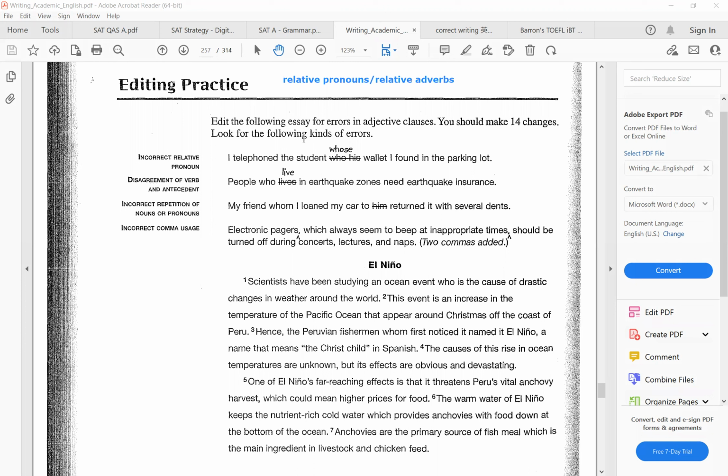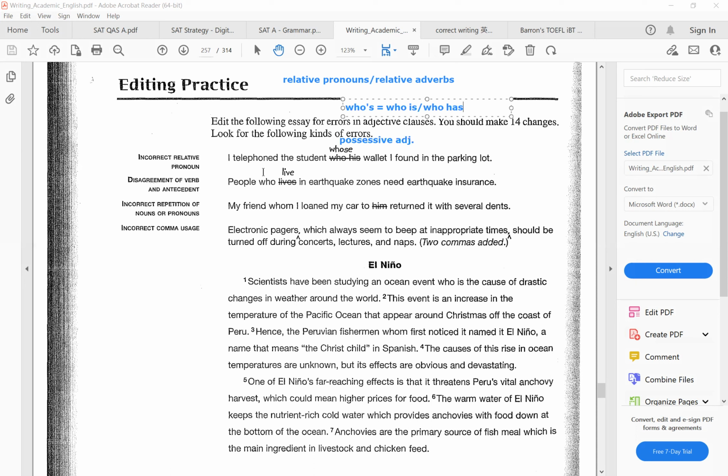So we have to look for the following kinds of errors. The first kind is the incorrect use of relative pronoun. For example, I telephoned the student who his wallet. Well, since we're using possessive adjective, we have to use whose wallet. WHOSE. So again, a quick reminder, WHO apostrophe S, that is a contraction, not possessive, that is who is or who has.